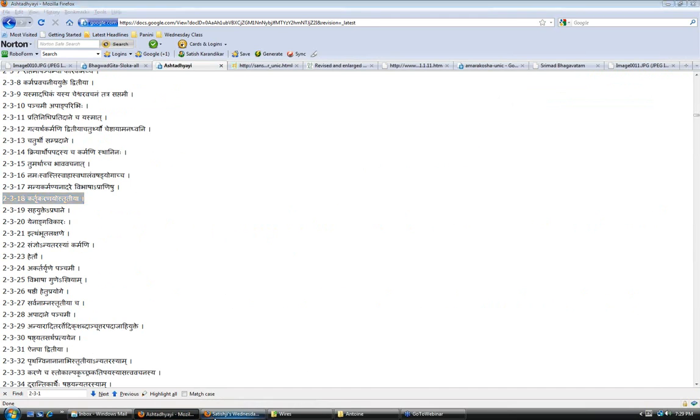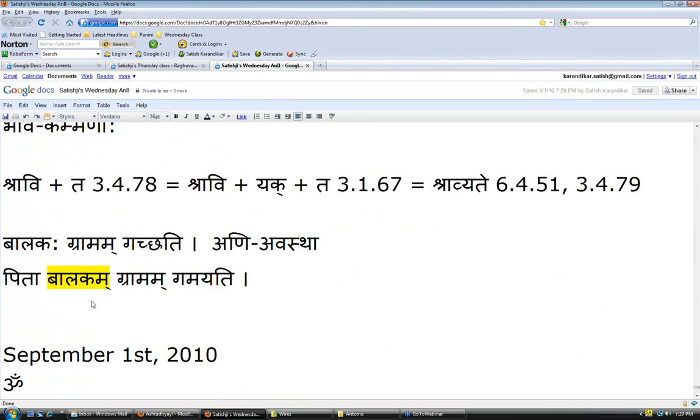What we had was this sentence which we saw last time: Balakah Gramam Gacchati. Now clearly Balakah is abhihita. He is the karta, because Gacchati told you something about Balakah. And Gacchati is a third person singular form, prathama purusha ekavachanam. The karta has to be compatible with that.